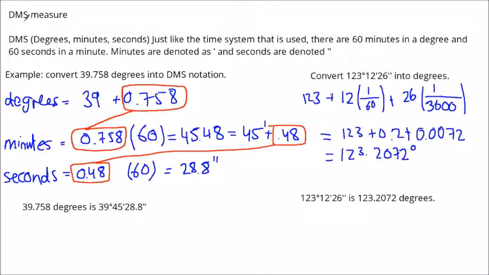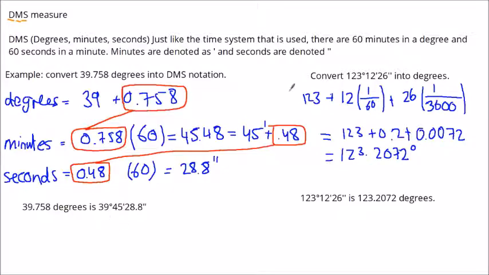The DMS. What is DMS? It's degrees, minutes, seconds. So it's like hours, minutes, seconds, but degrees don't go to 24; they go to 360. The fractions are the exact same, right? 60 minutes in a degree, and 60 seconds in a minute, right?